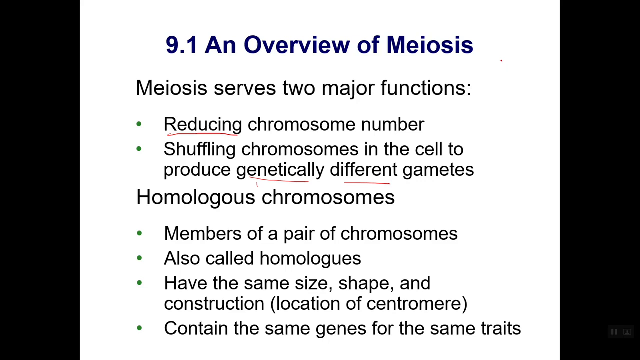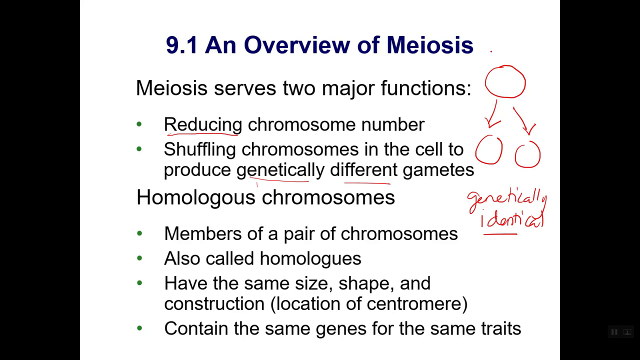So if you recall, in mitosis, we had a cell, our first cell here, that divided to become two cells that were genetically identical. That was mitosis. That was last chapter. This time, we're reducing the chromosome number in meiosis and creating gametes, which are genetically different.